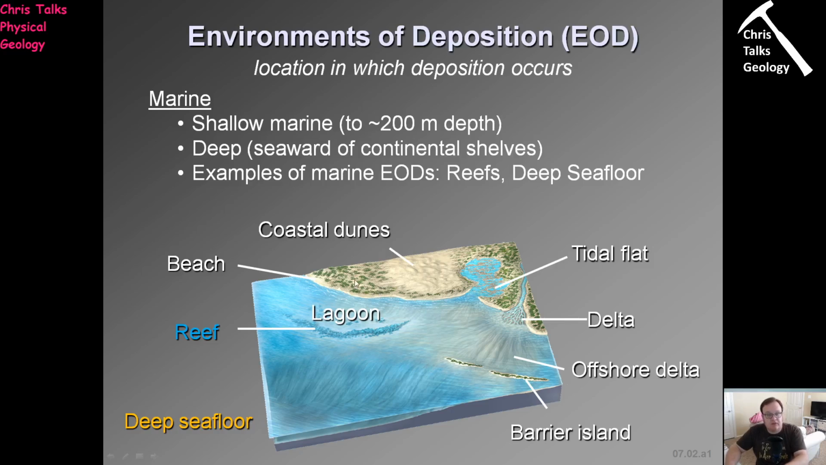And some examples of environments that are marine would be reef environments, deep sea environments. Now, barrier islands, offshore environments, deltas, tidal flats, beaches, they are all intermediate environments because they will be exposed during portions of the day and covered by the sea at other times.